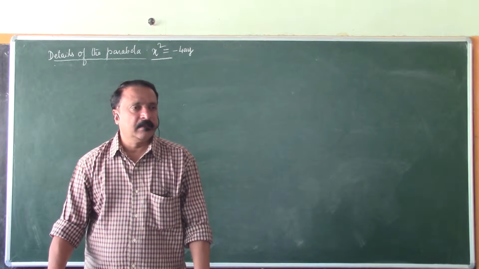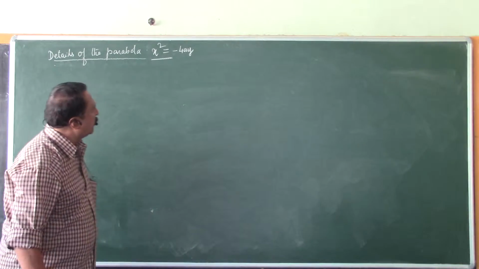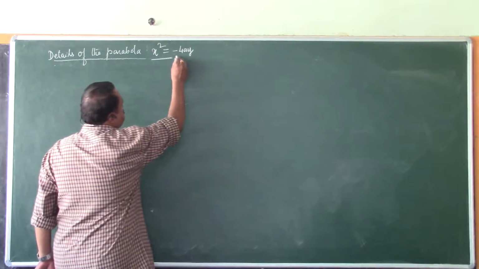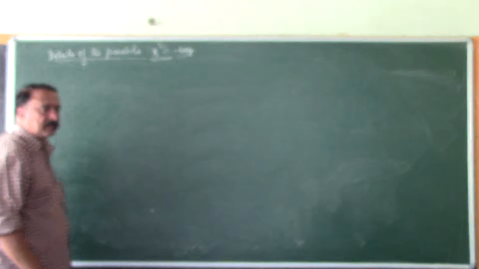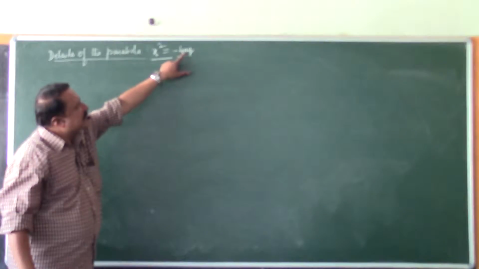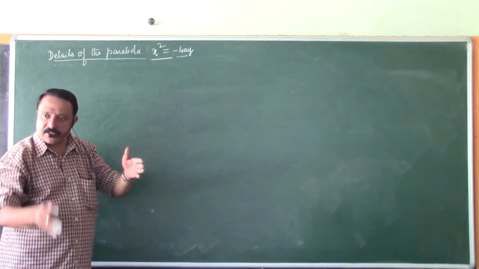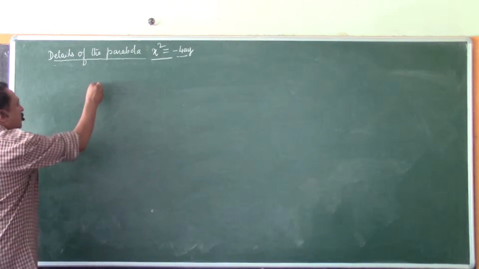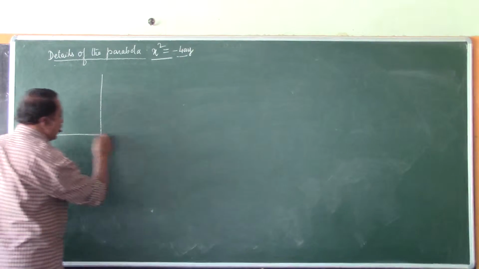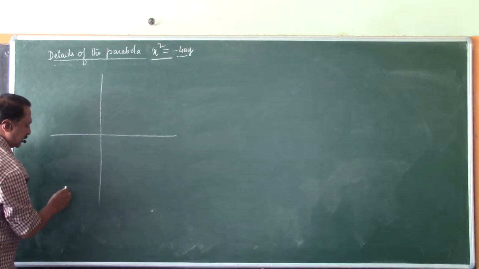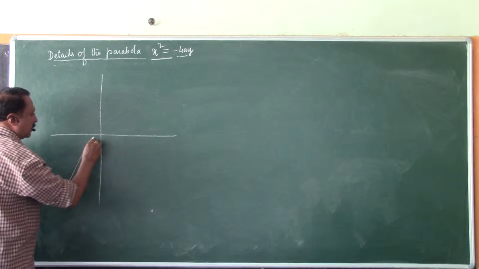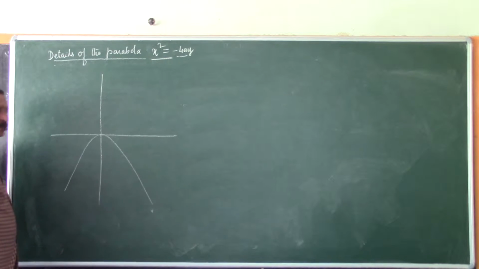Now, another parabola is x square equals minus 4ay. In this case, a is negative and axis is y-axis only. So if a is negative and axis is y-axis, then how should the parabola extend? It should be like this.